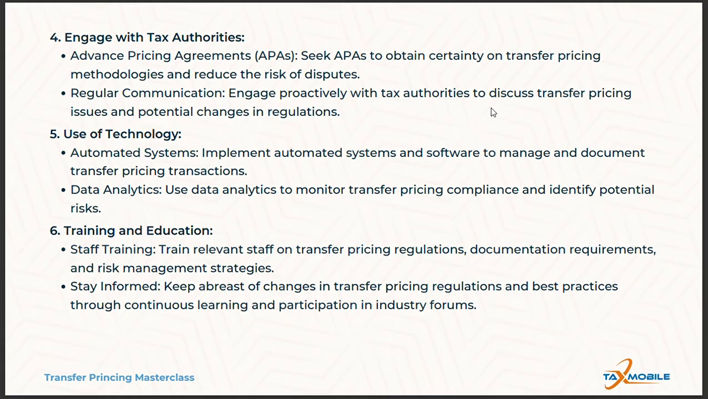Now, the next one, which is number 5, is use of technology. The use of technology is becoming increasingly important in transfer pricing compliance. Let's also look at the automated systems. Automated systems can help businesses manage the complexities of intercompany transactions by streamlining processes and ensuring accurate documentation. Still under the use of technology, let's look at data analytics. Now, using advanced data analytics can help businesses identify trends and potential risk in their transfer pricing practices, ensuring any anomalies are addressed quickly.